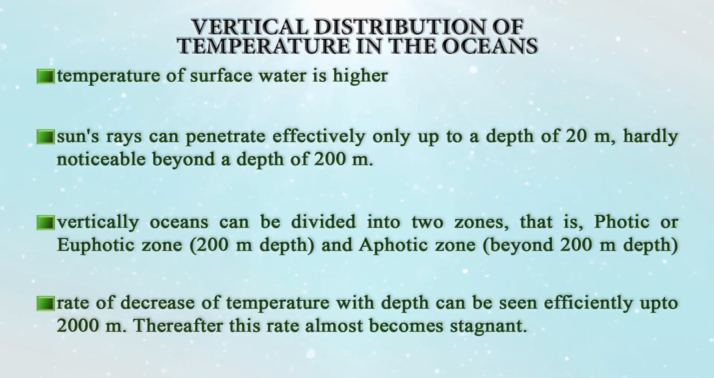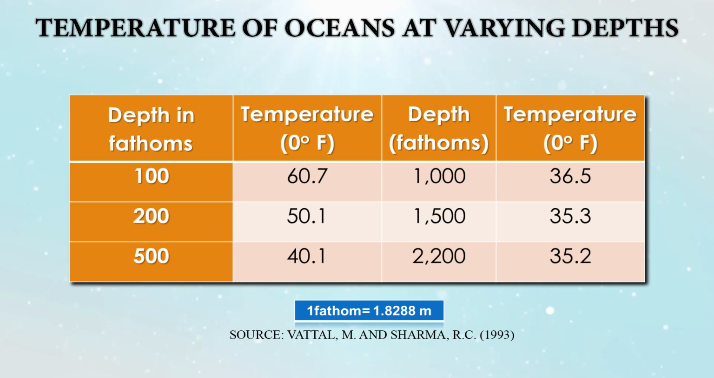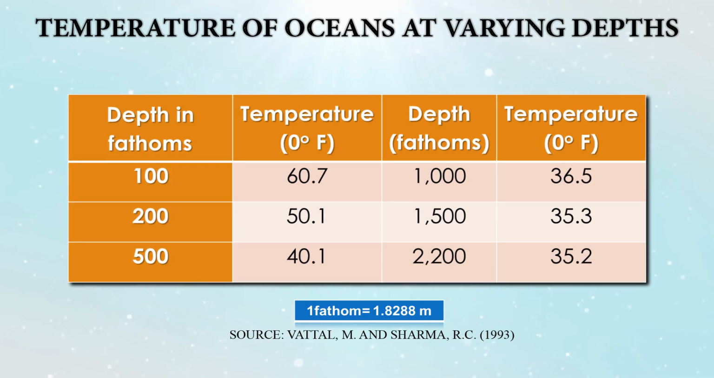One more thing is important: the rate of decrease of temperature with depth can be seen effectively only up to 2000 meters, as has been found through various oceanic expeditions. Thereafter, beyond 2000 meters, the rate of decrease becomes almost stagnant. You can see this with the help of this table, temperature of the oceans at varying depths.